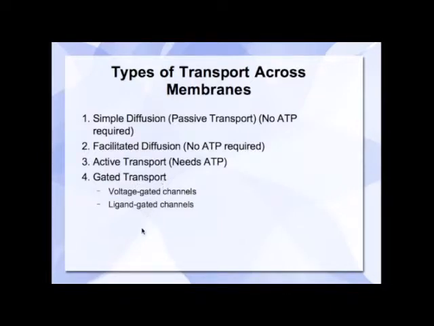Gated transport means that there's a door on this protein channel that can open or close, preventing or allowing molecules to flow across the membrane through the channel. Gated transport can be facilitated diffusion, or it could be active transport, meaning you need to burn an ATP molecule in order to open that gate. There are two general types of gated transport channels. First is voltage gated, that is, you need an electrical current in order for the gate to open. Another is ligand gated channels. Ligand means a molecule has to bind to the gate, causing the door to open.